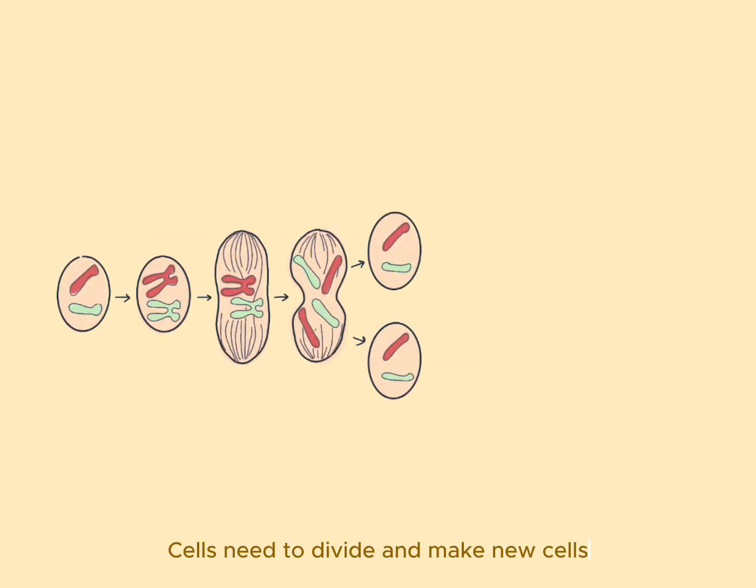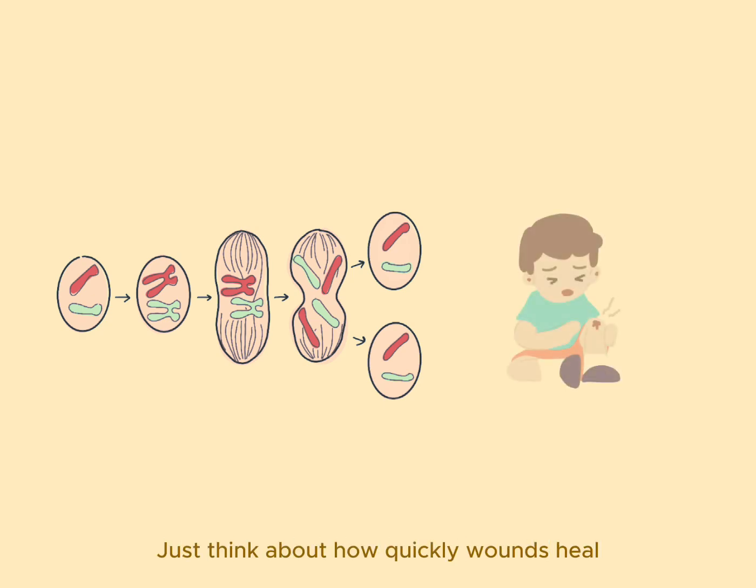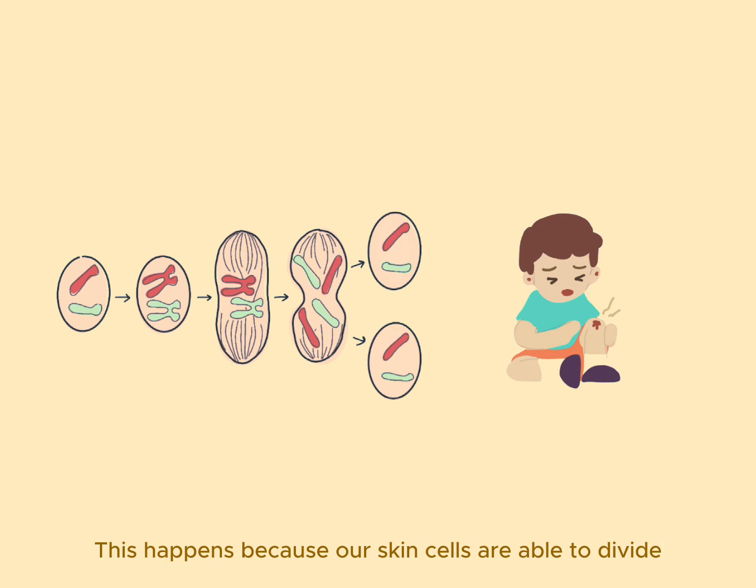Cells need to divide and make new cells in order for our bodies to be able to grow and replace cells that are injured or old. Just think about how quickly wounds heal when we accidentally cut ourselves or get injured. This happens because our skin cells are able to divide and make new cells to replace the damaged ones.